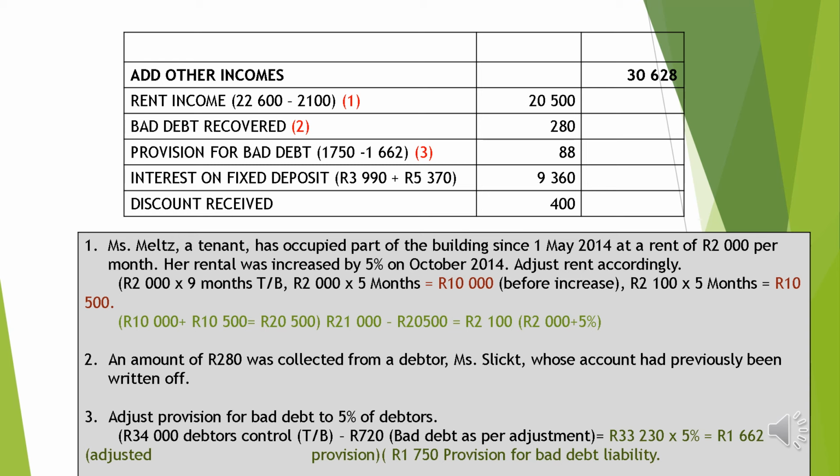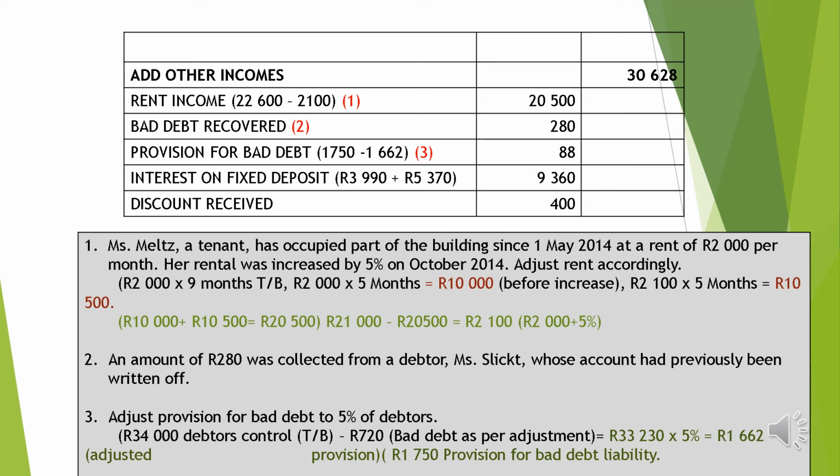Then you get an amount of 33,230, debtors control net of bad debt as per the adjustment. Then you calculate 5%: 33,230 times 5%, you get 1,662. So they are telling you to adjust to 1,662. But if you go to your trial balance, on the balance sheet section, you will have your 1,750 for provision for bad debts as a liability.